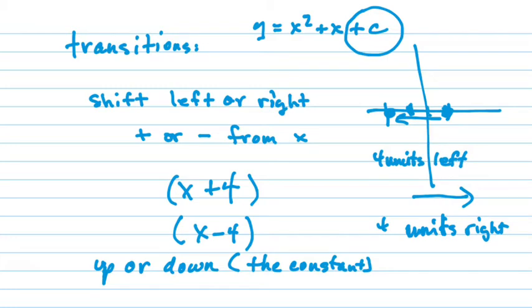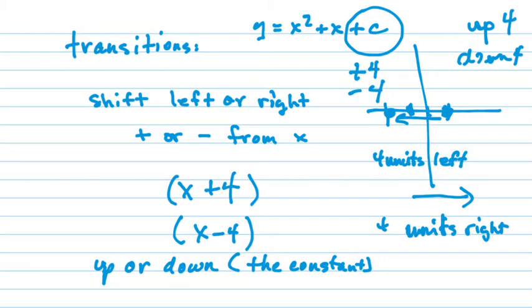Okay. Now, if I say shift it up 4, then that would be just plus 4. No sign change because it's not happening to the x part. What if I said down 4? That would simply be a minus 4.